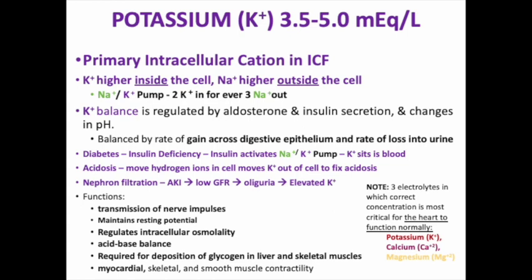I want you to note that there's 3 electrolytes in which correct concentration is going to be the most critical. Otherwise, you're going to see some type of heart function abnormality. You always have to have potassium, calcium, and magnesium at the correct level to decrease the risk of arrhythmias or other complications in your heart.